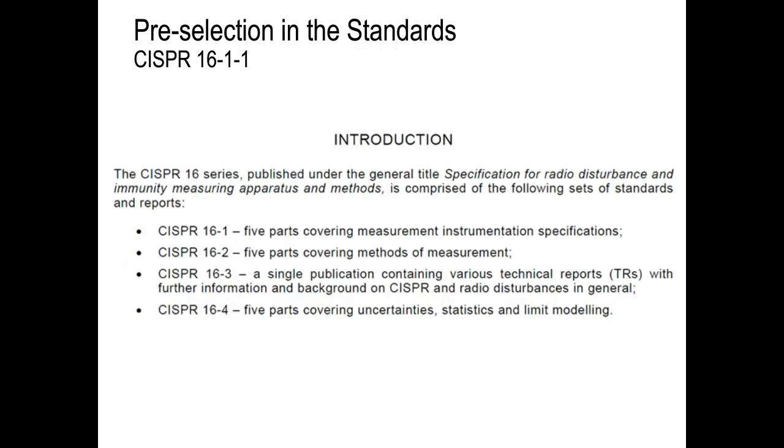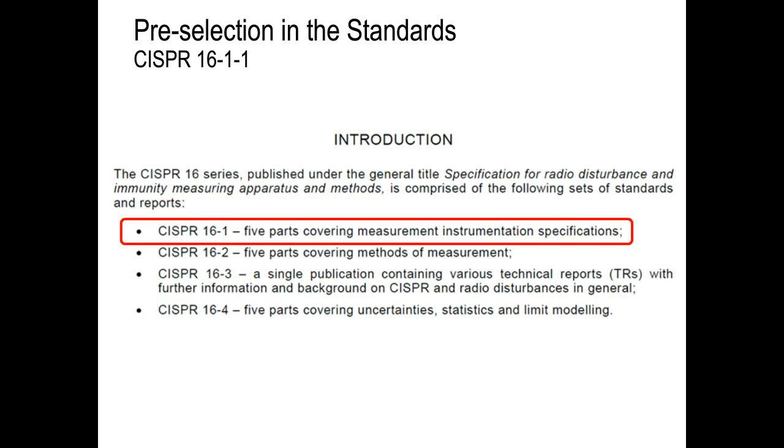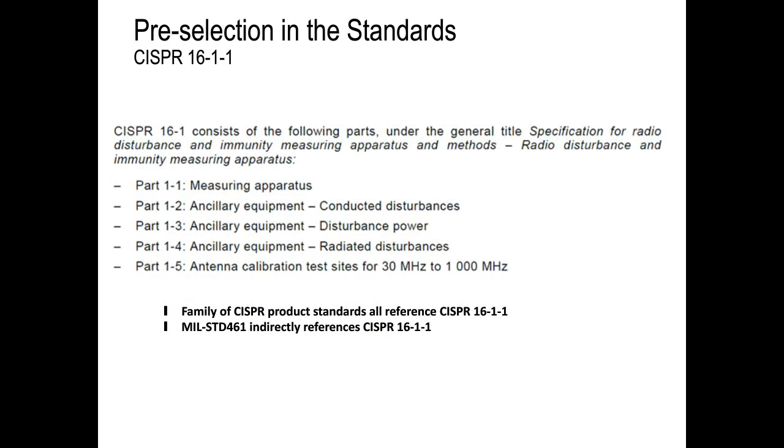Okay, so CISPR 16-1-1, what is that? CISPR 16 is a specification for radio disturbance and immunity measuring apparatus. What is 16-1? It's 5 parts covering the measurement instrumentation specifications. If you go into 16-1, here are the 5 parts, with part 1 being the measuring apparatus. So that's where CISPR 16-1-1 comes from.